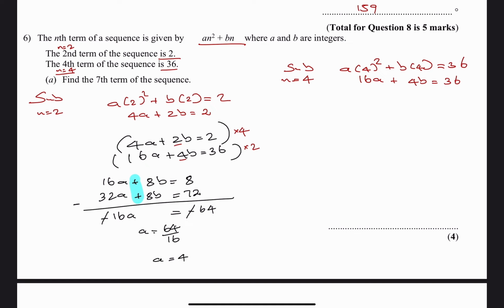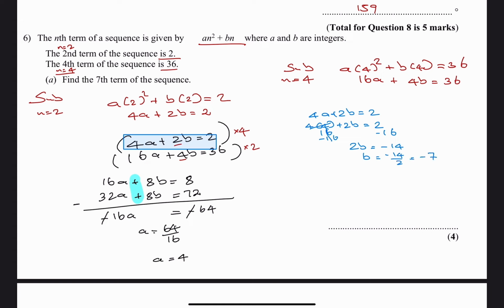If A is 4, what do we have to do? Find B. How to find B? Pick an equation. I'll pick this one: 4a plus 2b equals 2. 4 bracket a is 4, plus 2b equals 2. 4 times 4 is 16. How to cancel that? Minus 16 both sides. That goes away. 2b is 2 minus 16, which is minus 14. B must be minus 14 divided by 2, which is minus 7.